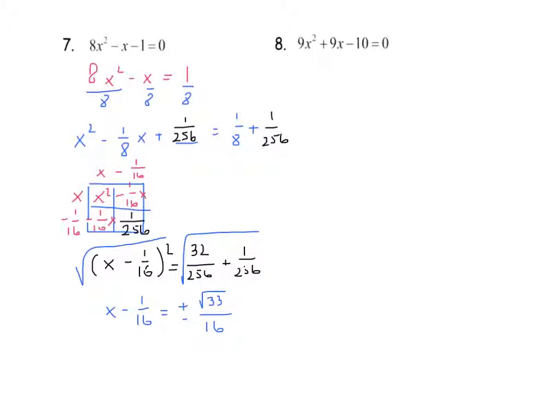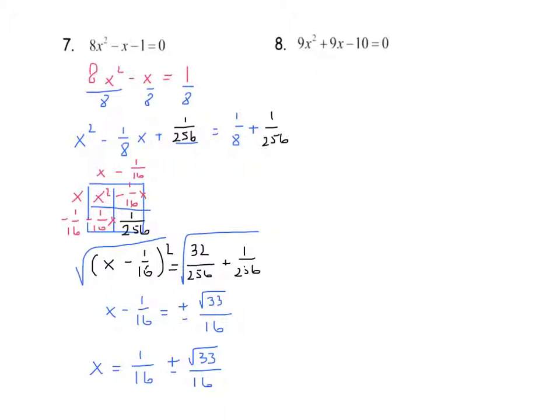And lastly, we are going to add 1/16. So x will equal 1/16 plus or minus the square root of 33 over 16.